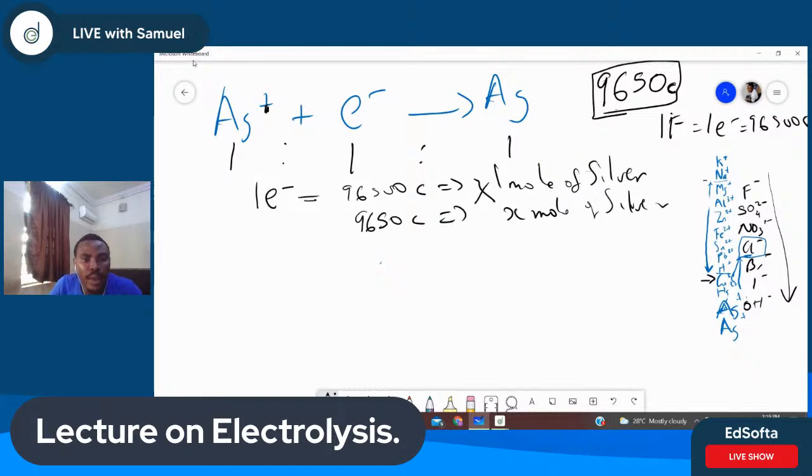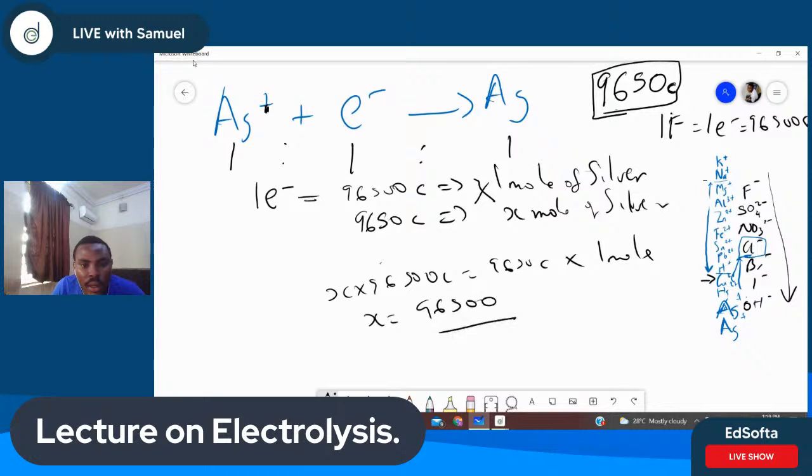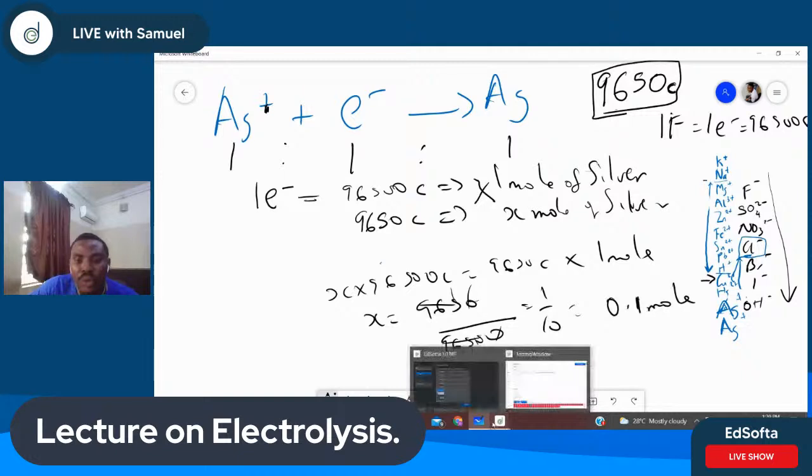All we need to do is cross multiply. We know that X times 96500 is 9650 times 1 mole. Then X is going to be 9650 all over 96500. This will cancel out, and we have 1 over 10, which is 0.1 mole. So 9650 coulomb would only liberate 0.1 mole of silver. Let's move on.